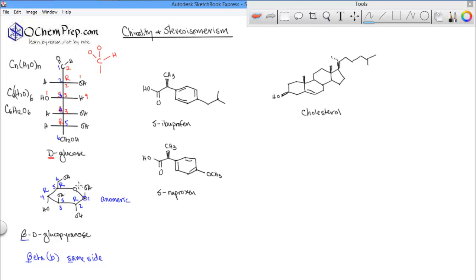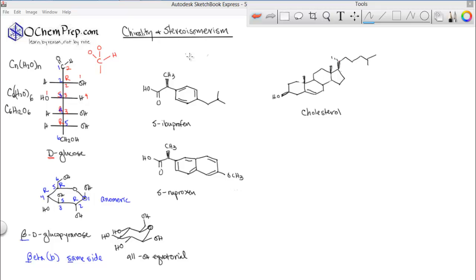Now, of course, this is the Haworth projection. I'm going to go and draw a chair because I like chairs a lot. Traditionally, I'm going to put an O there, and if we go through and put in beta-D-glucopyranose and draw all the substituents, you will see that all of them are equatorial. So beta-D-glucopyranose, pyranose just means six-membered ring, has all the OHs equatorial, therefore is the most stable form of glucose.